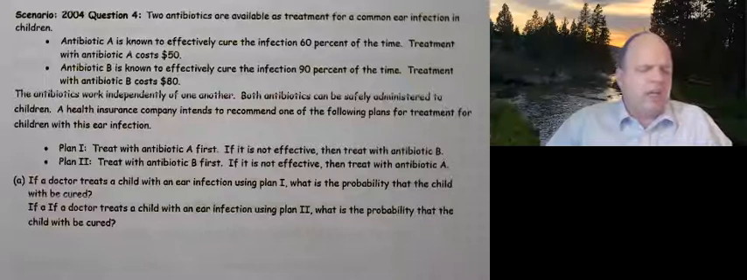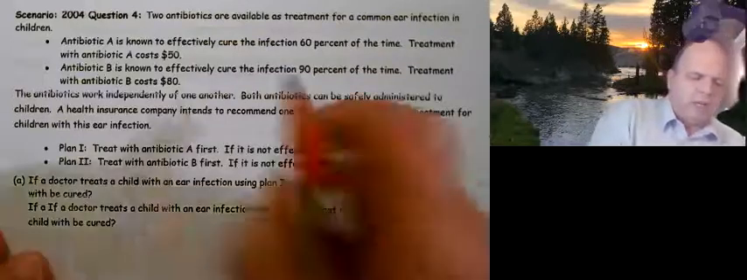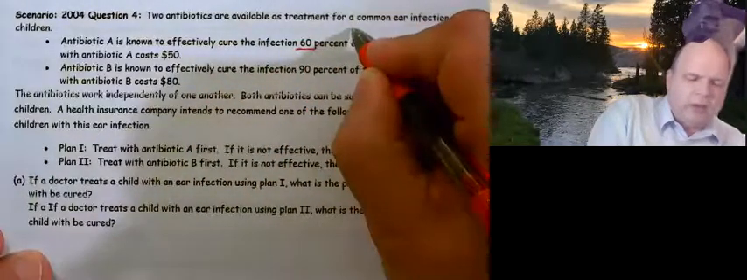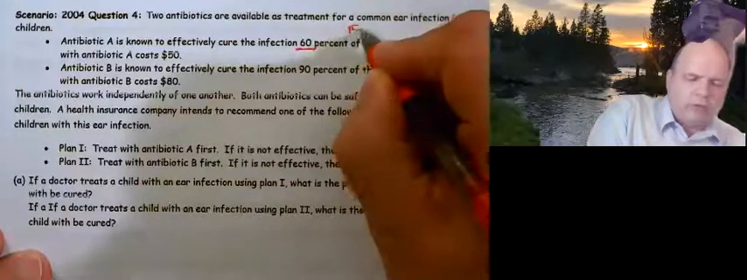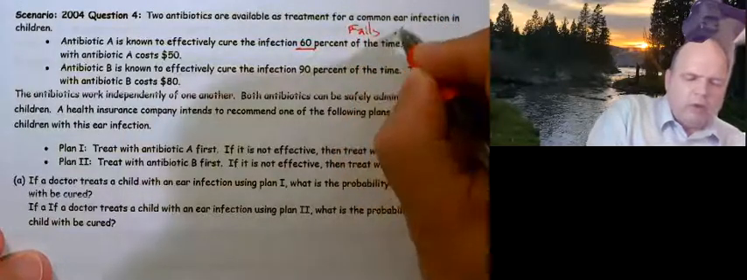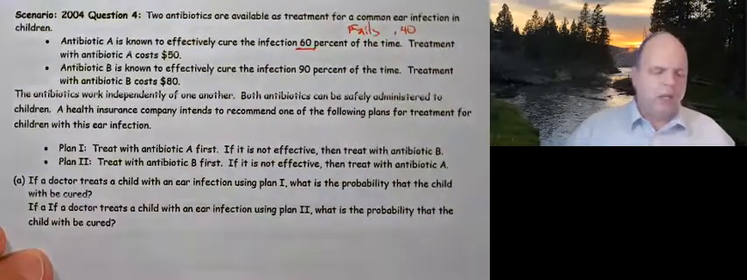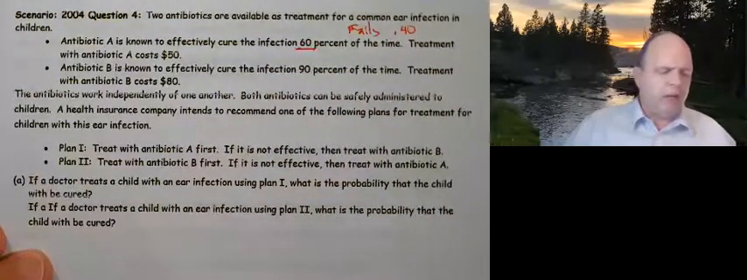So, two antibiotics are available as treatment for a common ear infection in children. Antibiotic A is known to effectively cure the infection 60% of the time. All right, so antibiotic A works 60% of the time. I'm going to go ahead and make a little note to myself that it means it fails 40% of the time, or 0.40.